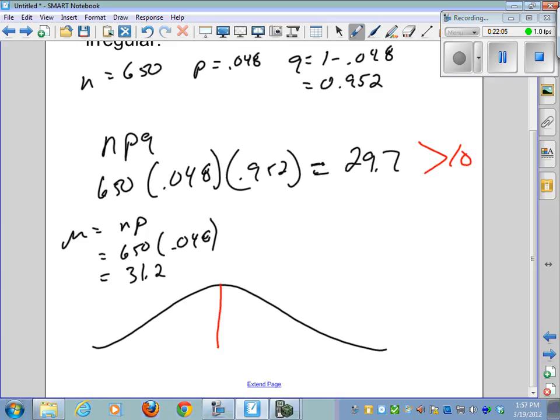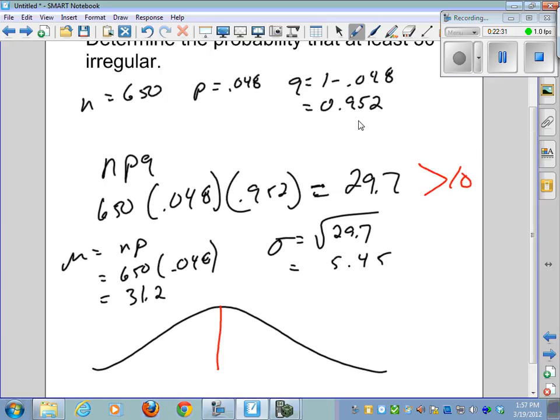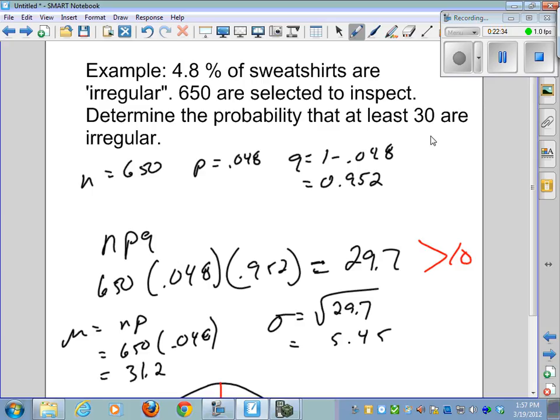Sorry again? Average and mean are the same thing. Yeah, so you would expect, on average, 31.2. The standard deviation is the square root of n times p times q, the square root of 29.7. I get 5.45. Is that right? Yeah? Okay, 5.45.